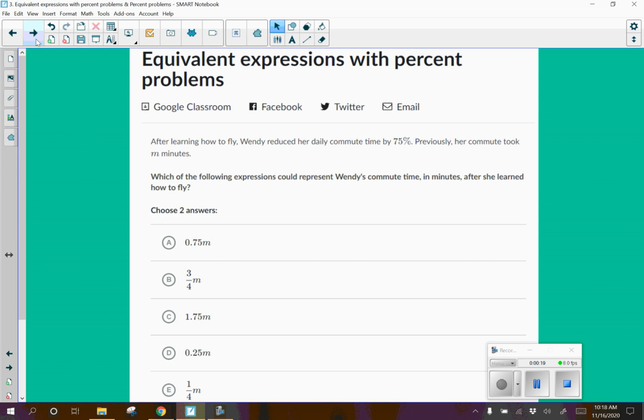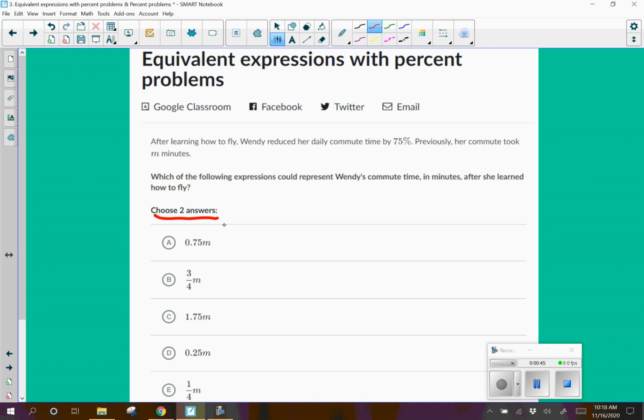It says, after learning to fly, Wendy reduced her daily commute time by 75%. Previously, her commute took m minutes. Which of the following expressions could represent Wendy's commute time in minutes after she learned how to fly? So we have to think about this. Notice that there's two correct answers here. So we've got to think about how we would first figure out how to find 75% of her commute time.